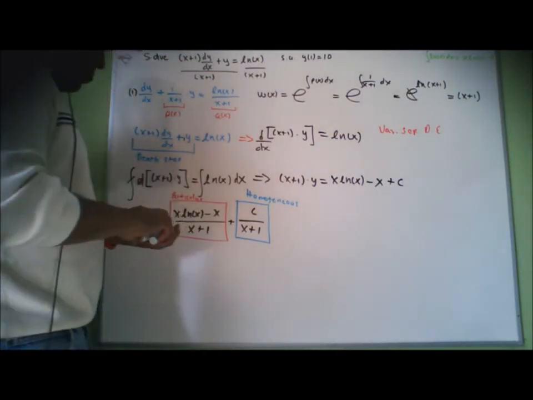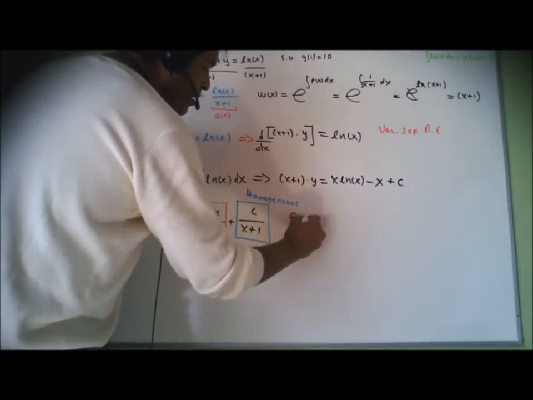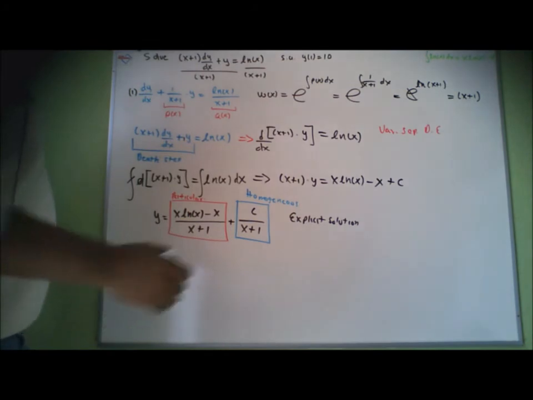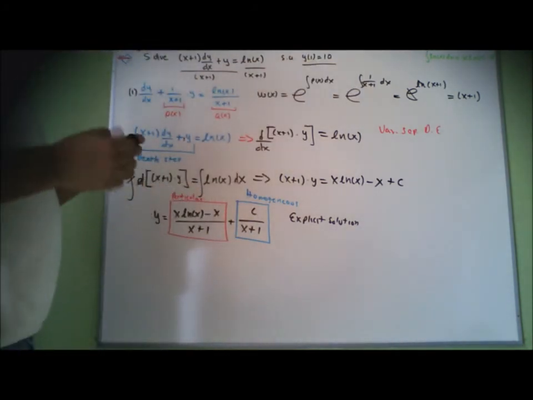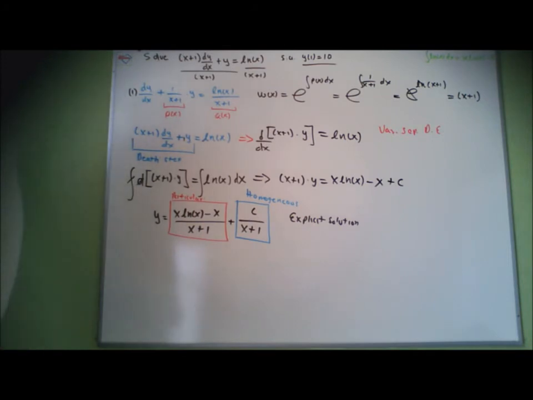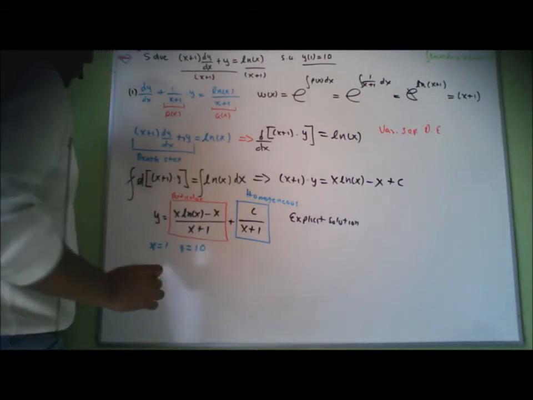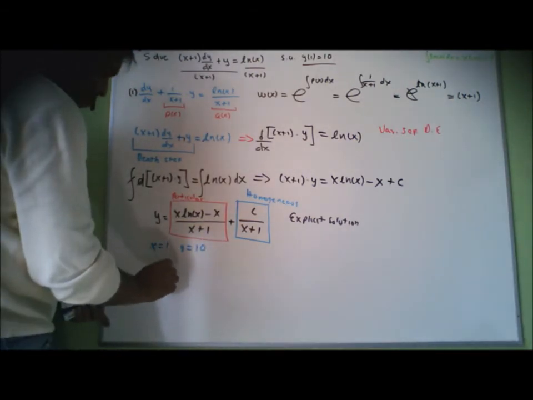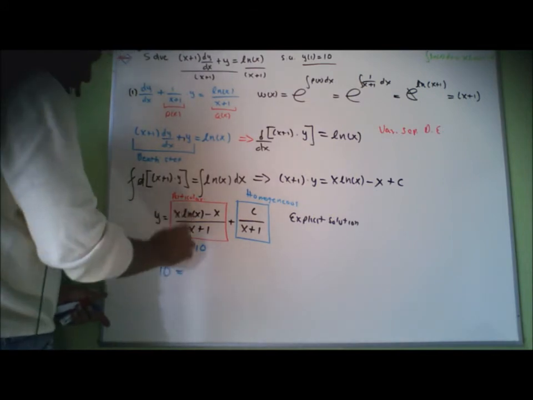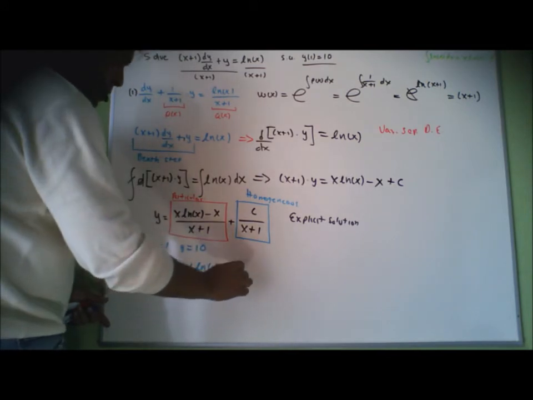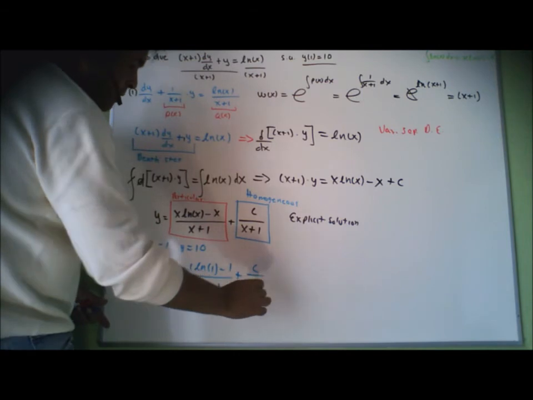Okay, now are we done? Probably not. Here we have the explicit solution, but it is a family of solutions, because we are given an initial condition, so we have to calculate the constant. Remember that in a linear differential equation you always get the explicit solution. Now let's find the value of the constant. The value of the constant is with x equal to 1 and y equal to 10. So we replace: 10 equals 1 times the natural logarithm of 1, minus 1 over 1 plus 1, plus the constant over 1 plus 1.